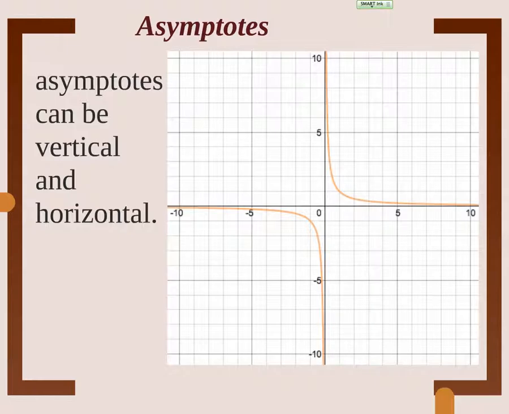Just remember that asymptotes can be vertical and horizontal. In this graph right here, we've got a vertical asymptote at x equals 0, and then we also have a horizontal asymptote at y equals 0. It's a nice reminder that if you've got a vertical line, it's just x equals, and if you've got a horizontal line, it's just y equals whatever that number is. Are we all good? We get what asymptotes are? Okay.